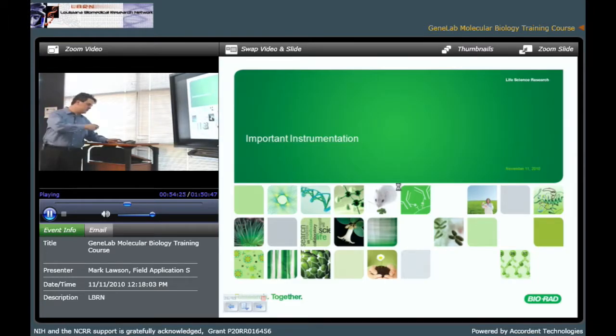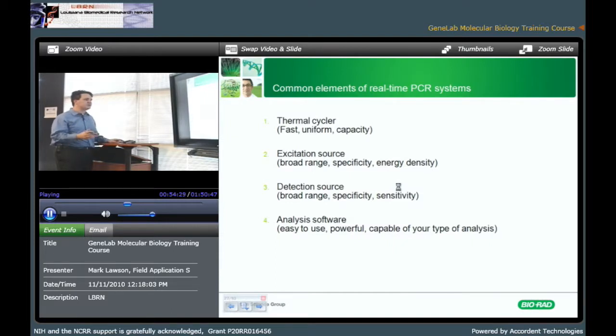I want to diverge just a little bit and talk about instrumentation. Not ours, I mean, we will talk about ours, but just in a generic sense. What you want to look for when you choose the instrument you're going to run on. There have been, I think now, 4 generations of systems. We're in the 4th generation now. Bio-Rad has recently launched our 4th generation system.